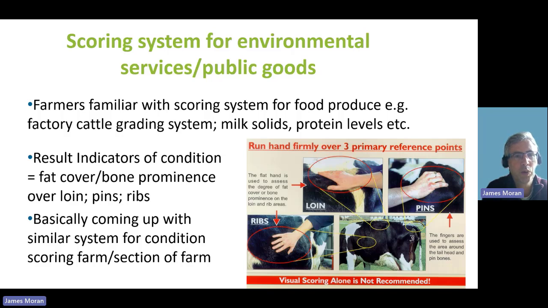So farmers are familiar with scoring systems in general for products they produce. For example, the food they produce, factory cattle grading systems, the way that milk quality is measured through milk solids and protein levels, for example. The result indicators of these are often things like, in terms of condition scoring animals, you have the three main results indicators here. You have the fat cover or bone prominence over the loin, pins, and ribs. Basically, what we're trying to do with the scoring system for results-based payment is to come up with a similar system for the condition scoring of a farm or a section of a farm or features within the farm.